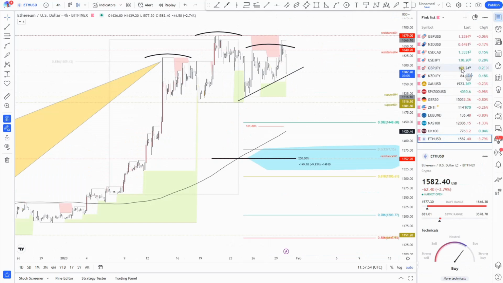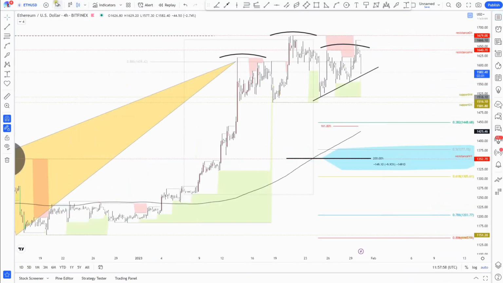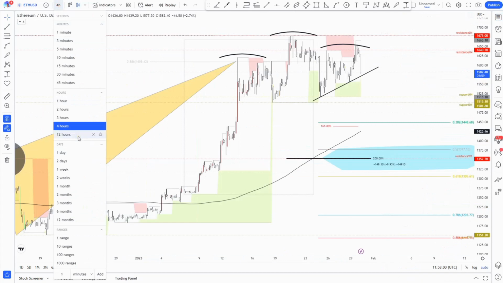Let's finish with Ethereum. I shared this pattern before, and I will underline this that I said before.